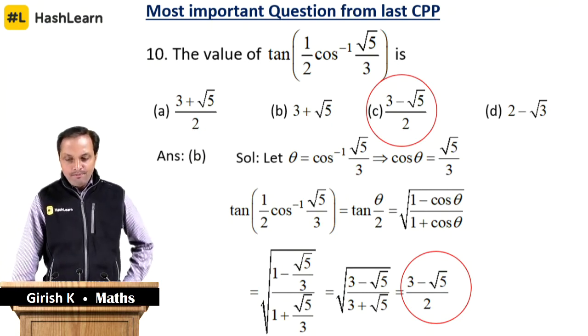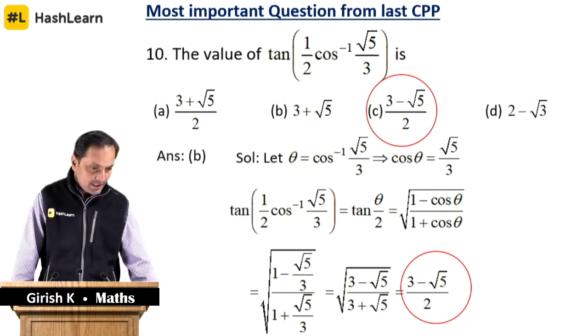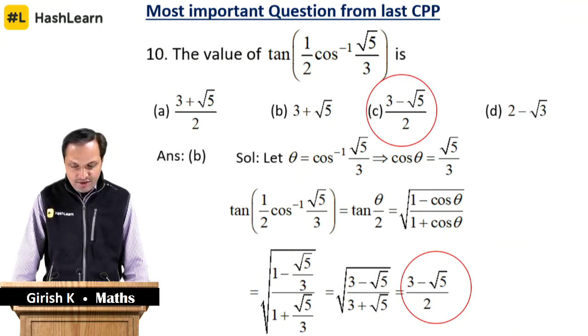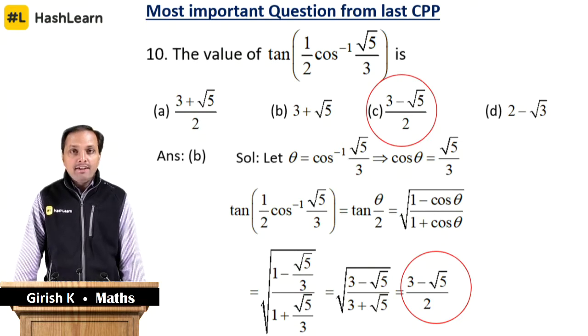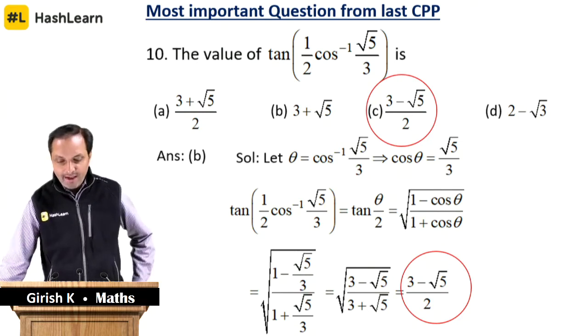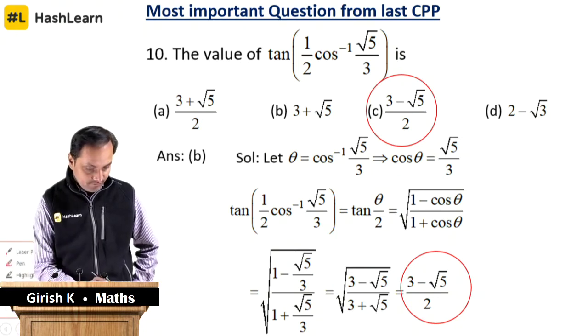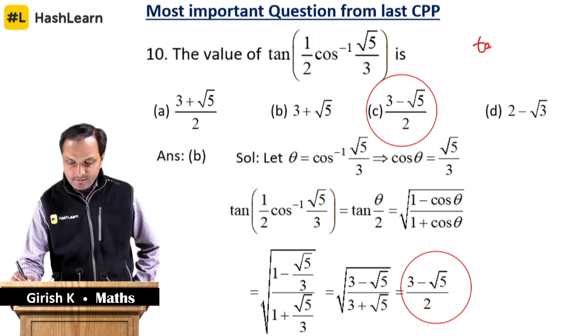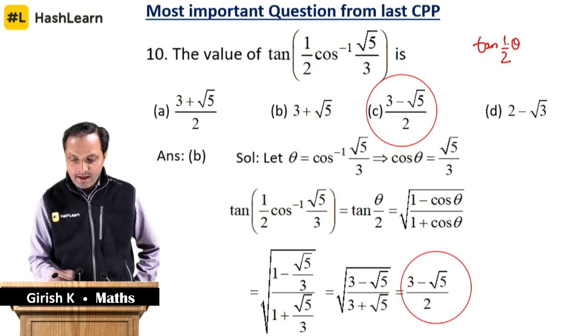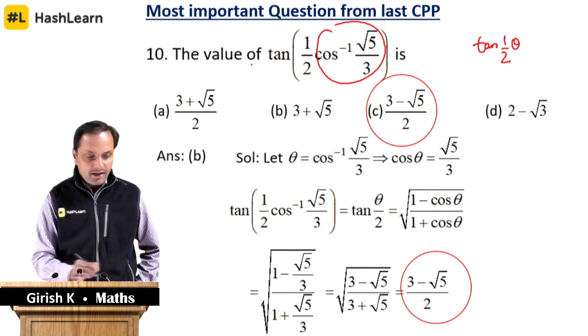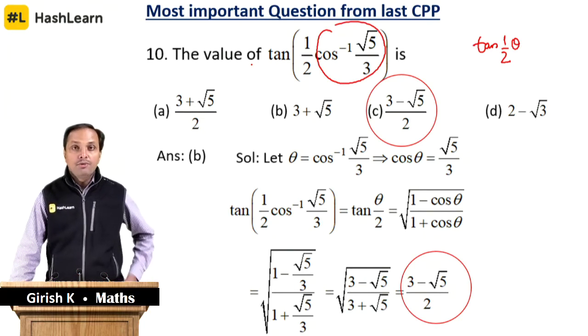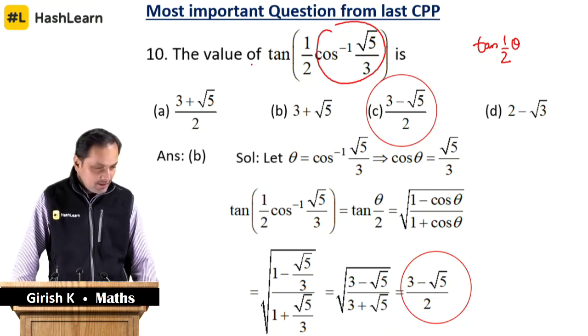This was one of the problems from the last CPP class practice pack, and the problem was the value of tan half theta. So I read it as half theta. The reason behind that is tan half theta, where theta is nothing but this part, cos inverse root 5 by 3.